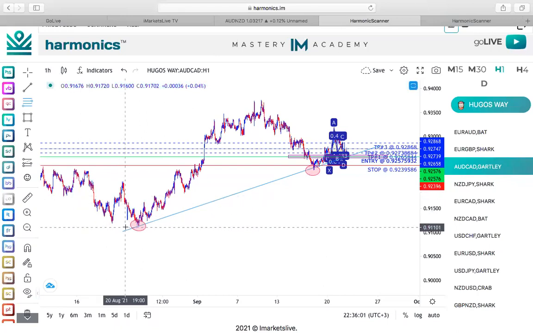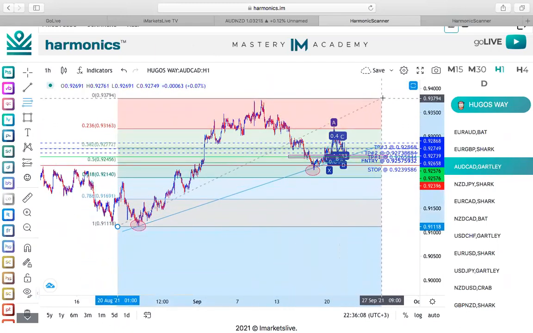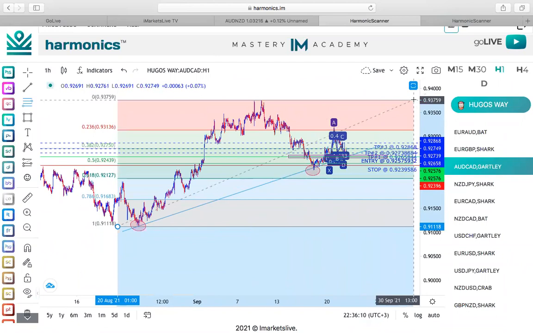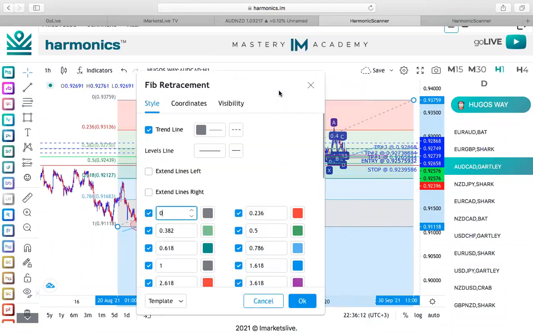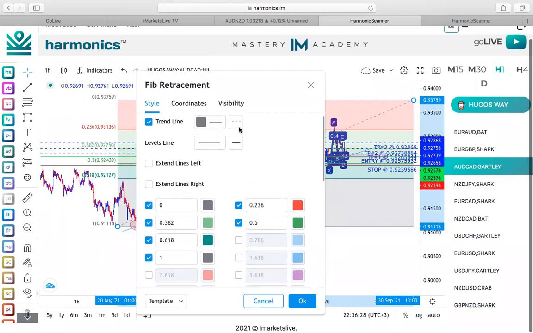So look, I'm literally starting from this low, and I'm coming all the way up to this high. Real quick, I'm going to add in my fib levels. So I got 0.382, that's cool. I got the 618. I'm taking this off. I'm going to keep the 236 and the 0.5. I'm taking the 786 off, the 1.618, and the 3.618 off.